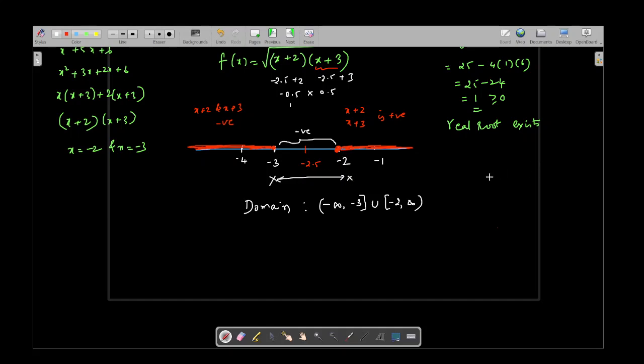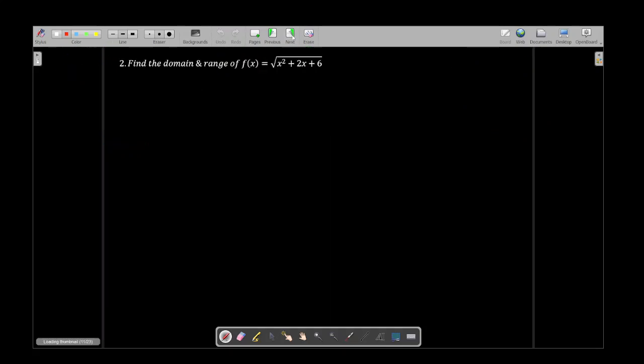So whenever the curve touches the x-axis, the range of the quadratic function under the square root is 0 to infinity. It actually goes like this, 0 to infinity, right? So let us solve another problem to understand it better.